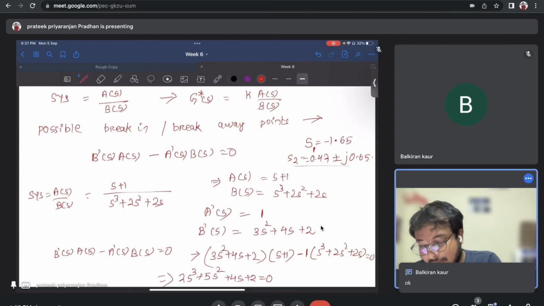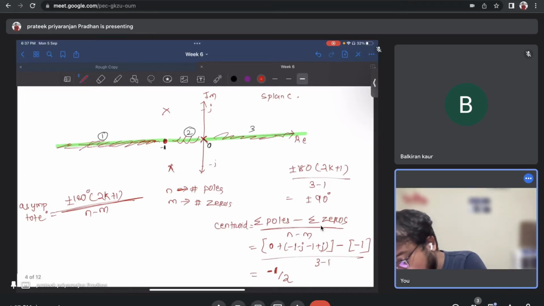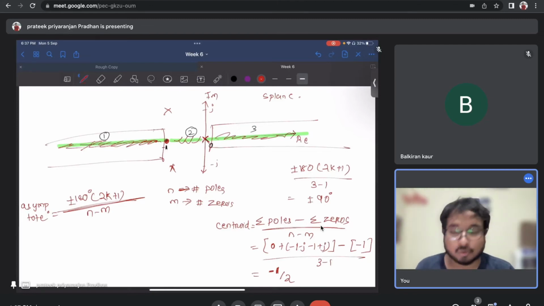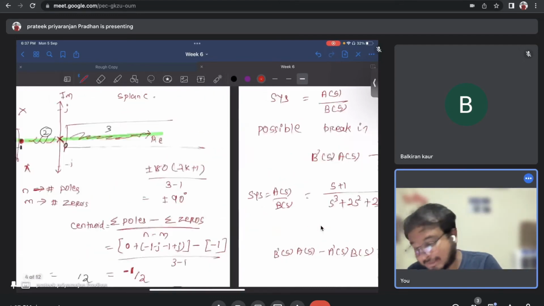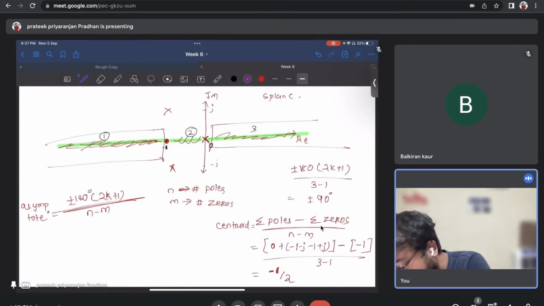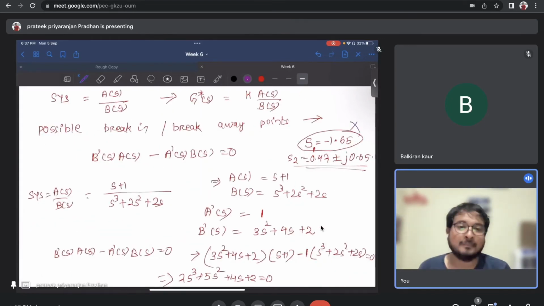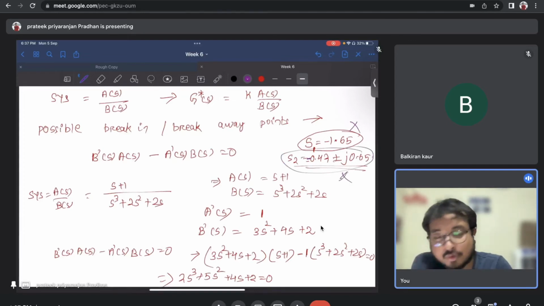So, these are the probable points, but as I have explained, this part, this part, and this part cannot be part of the root locus. So when the point S1 is equal to minus 1.65 comes, it will lie somewhere around this place, which is not part of the root locus. So it cannot be a breakaway or break-in point. Similarly, you can check for this minus 0.42 plus or minus J, this will also not satisfy the root locus properties.